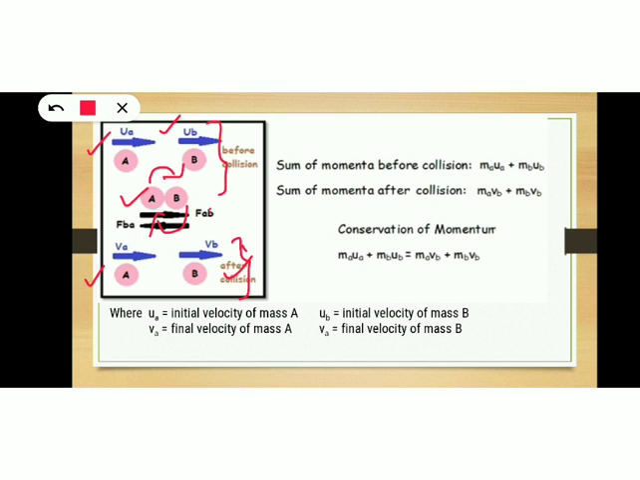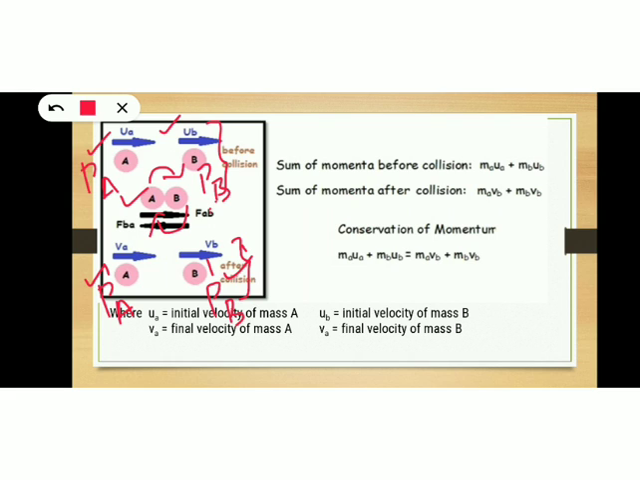What is the momentum of A before collision? The momentum of A before collision can be considered as PA. Similarly, the momentum of B before collision can be considered as PB. The momentum of object A after collision can be considered as P dash A. Similarly, the momentum of object B after collision can be considered as P dash B. So this is the situation.